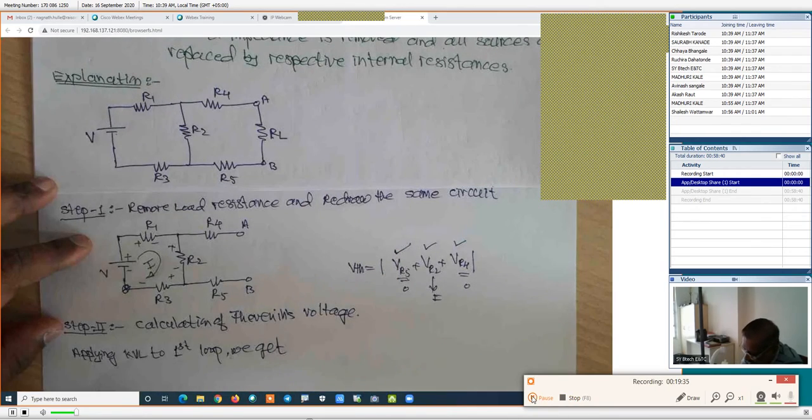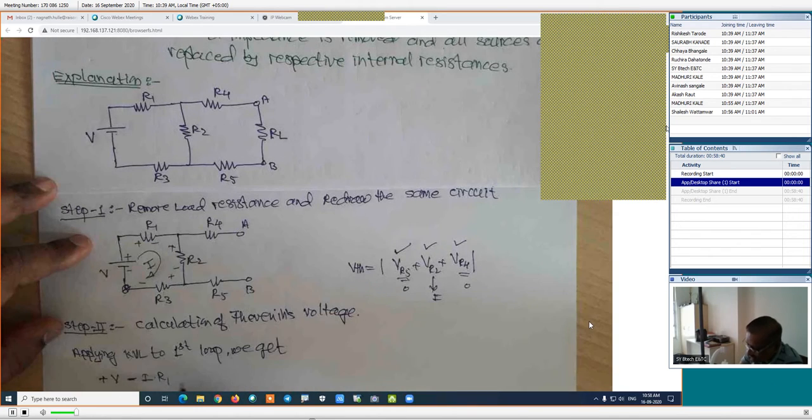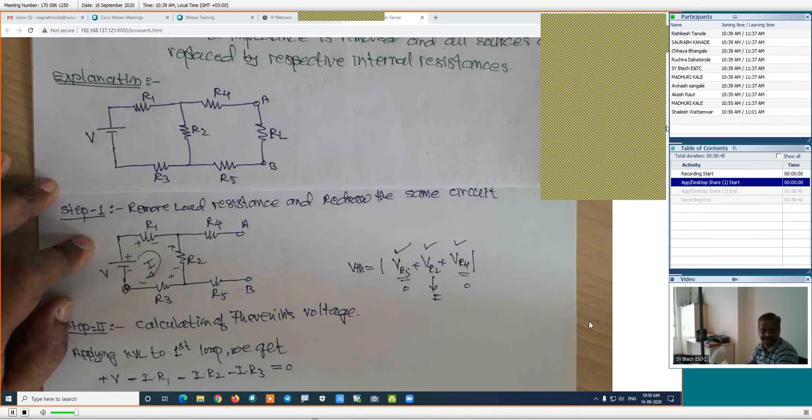Negative to positive, that is a plus V. I into R1 is its potential. Then positive to negative, minus. It is I into R2 is its potential. Then positive to negative, that is minus. I into R3 is its potential, which is equal to 0. This is the application of the KVL.